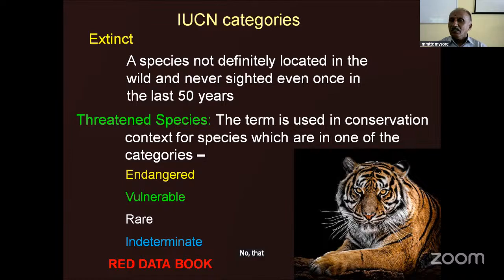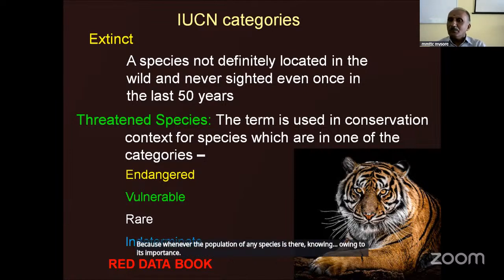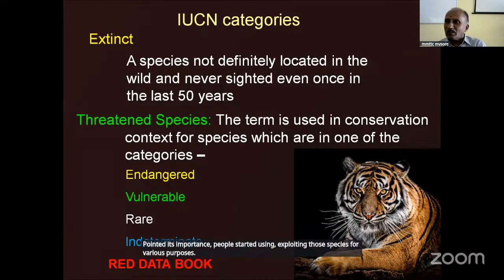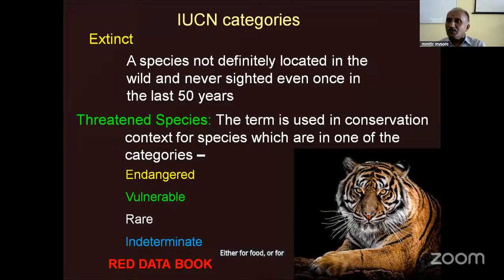Now, why is a species going to disappear totally from the earth? Because whenever a species has importance, people start exploiting it for various purposes, either for food, for commercial purposes, or for something else. So they keep on killing or harvesting the species and its population starts decreasing.